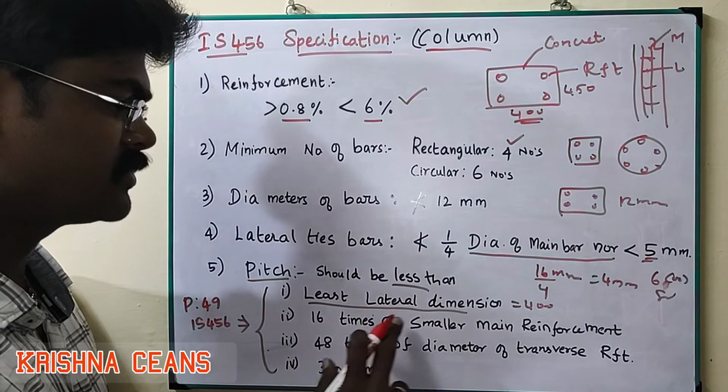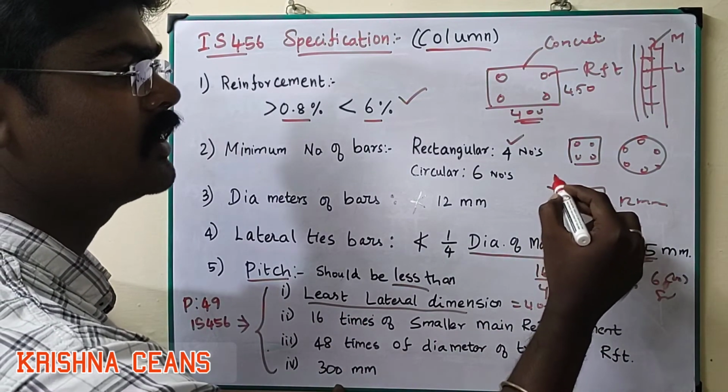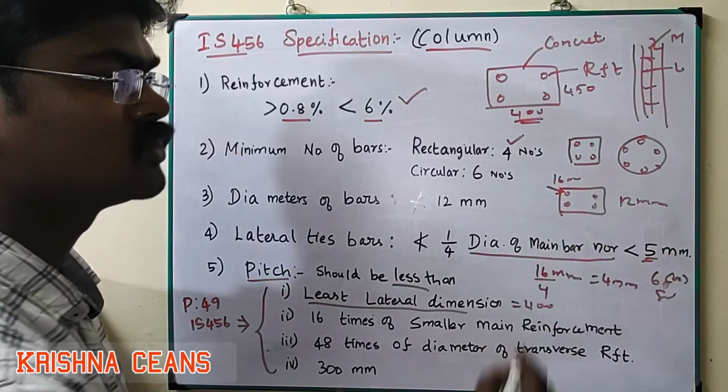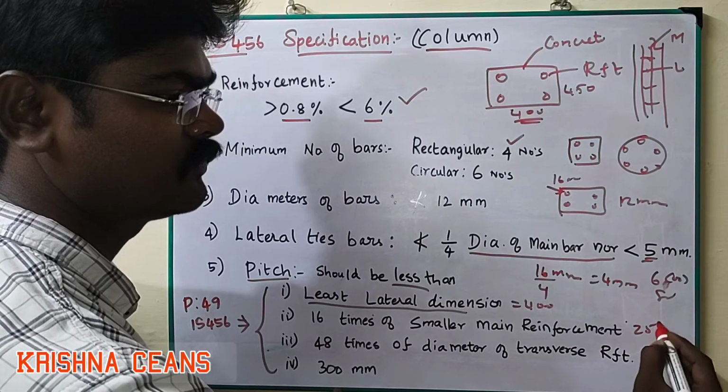The second one is 16 times the smaller main reinforcement. These are the 4 reinforcement bars. If you are using 16 mm, then 16 into 16 is 256 mm.